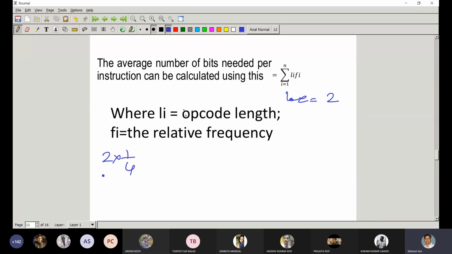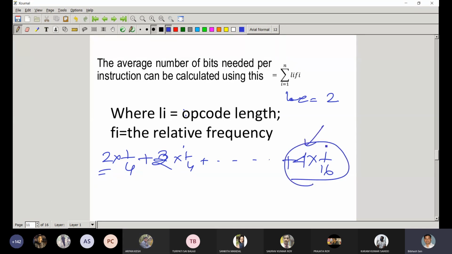So it will be 2 into 1 by 4. In the earlier case, it was 3. Plus, I found 2 is the length for the other instruction also, 2 into 1 by 4. Like in this way, add. What is the length of your halt? I think 4 bit, so 4 into 1 by 16. Am I clear on this point? 4 into 1 by 16, where 4 is the length and 1 by 16 is the frequency.